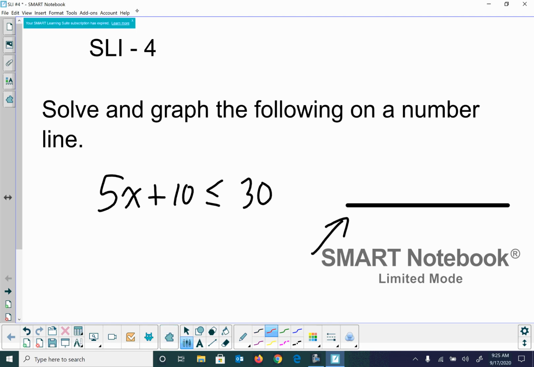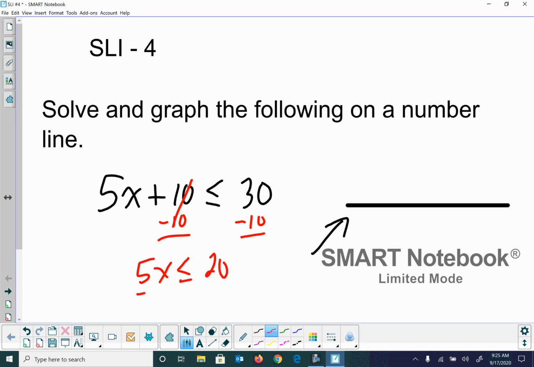So what I'm going to do is I treat the inequality just like equal signs. So if I subtract 10 from each side, and those cancel, I get 5x is less than or equal to 30 minus 10, which is 20. Then I divide both sides by 5 and reduce. So I get x is less than or equal to 4.